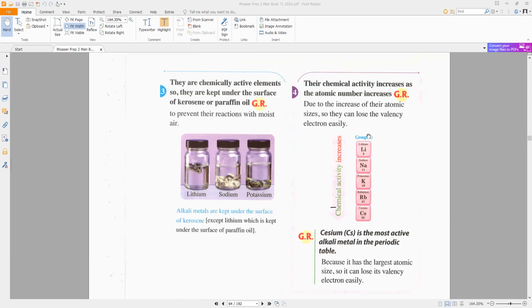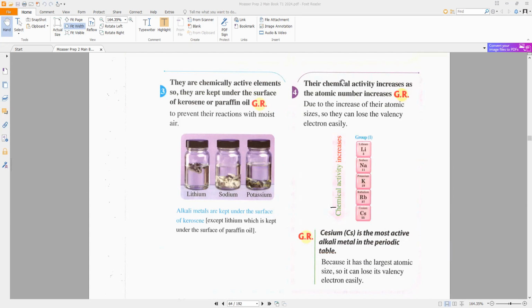The scientists found that alkali metal reactivity, or activity, increases as we move down. The most active element in group 1A is lithium, and the largest is cesium. As we move from up to down in the 1A group, the chemical activity increases. Lithium has small activity, and sodium, potassium is more reactive than sodium, rubidium more reactive than potassium, and cesium is the most active element in the 1A group.